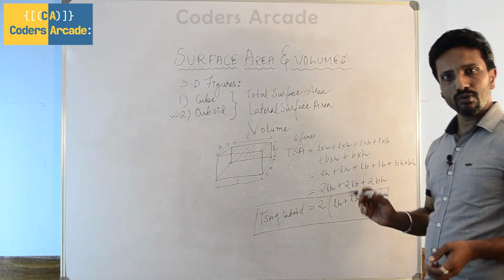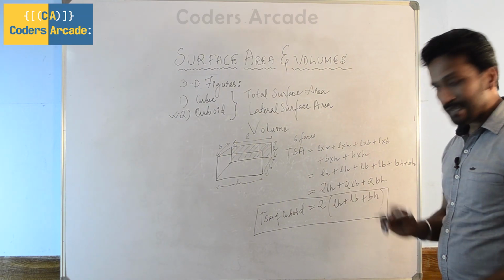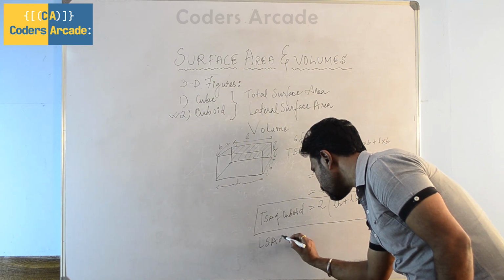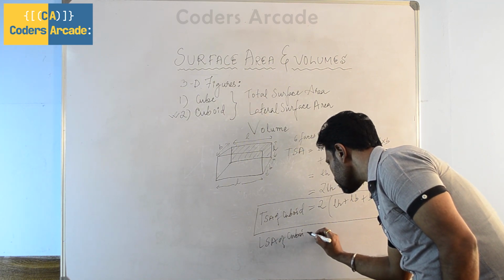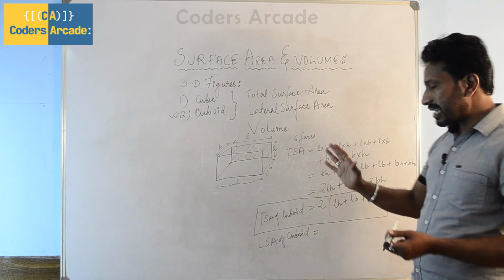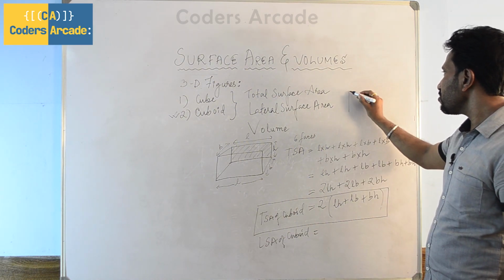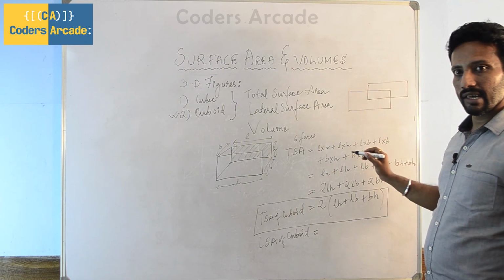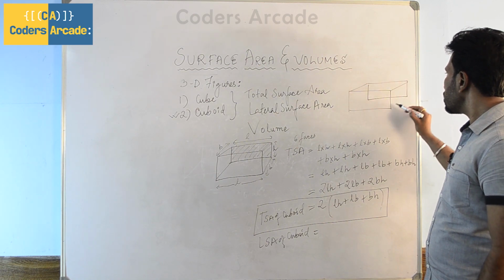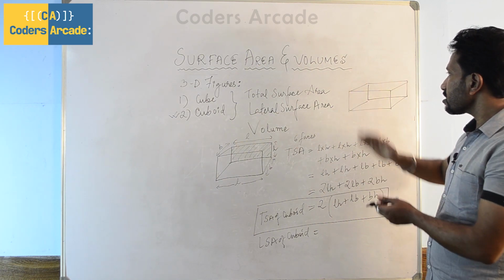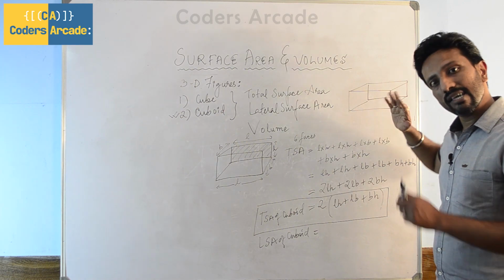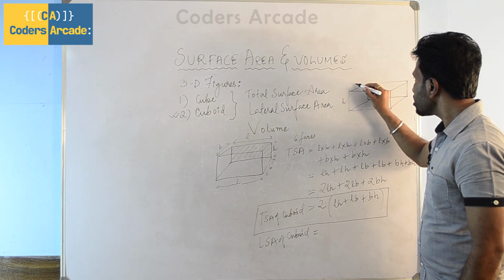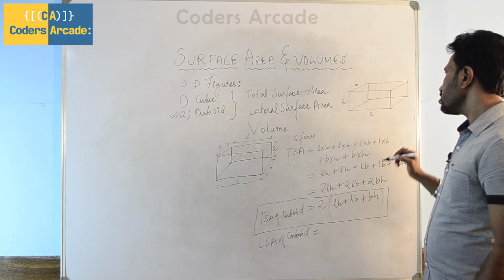Now, let me show you the lateral surface area of a cuboid, LSA of cuboid, is equal to, now as I said, lateral surface area means we will be getting only this view, and we will be getting the sides. So the top and the bottom portions are excluded. In that case, this is H, this is B, this is L.